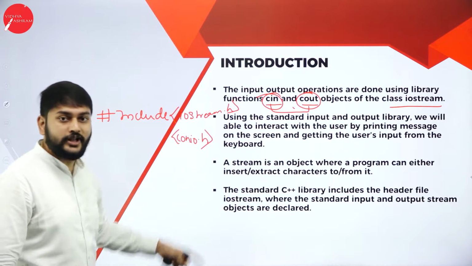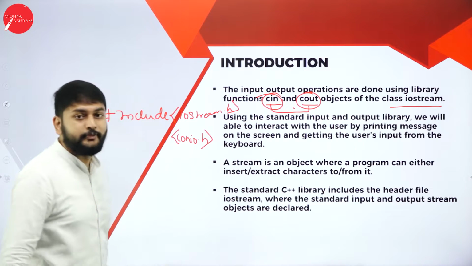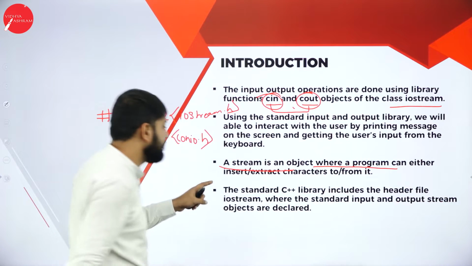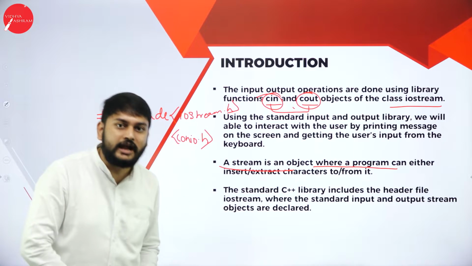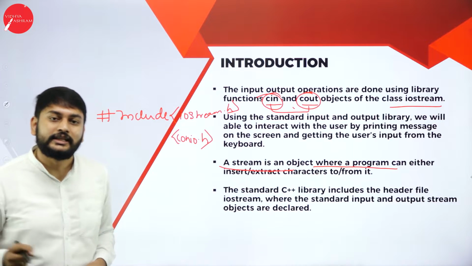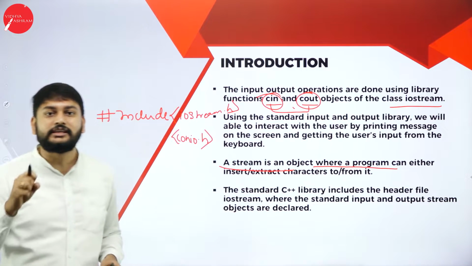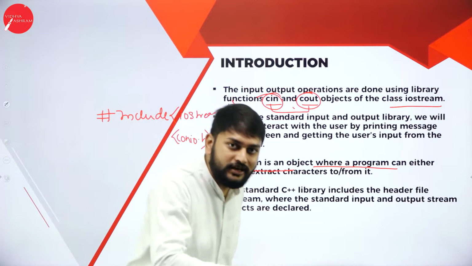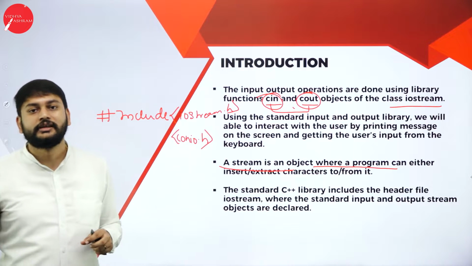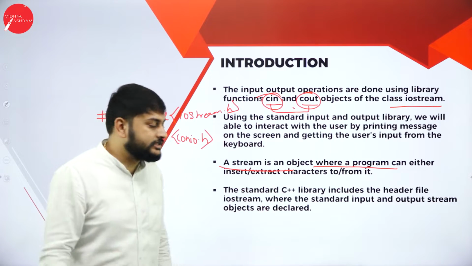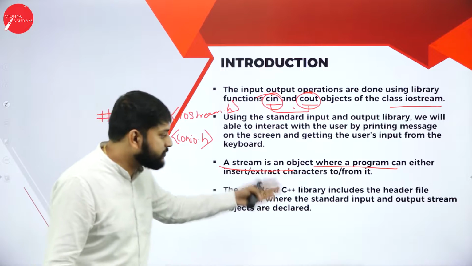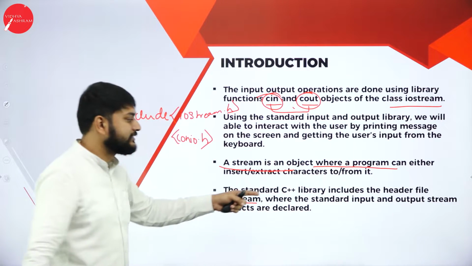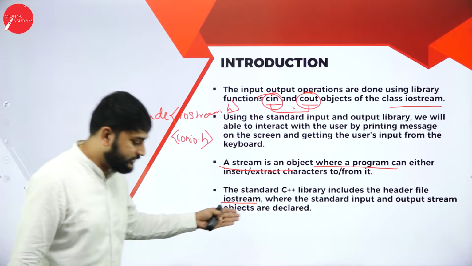Fine. What is the next one that I have? A stream is an object. Please understand, stream is an object where a program can either insert or extract characters from it. Either it can insert or extract characters from it. Stream is an object where I can insert or I can take out characters from it. That is what you have to understand. What is the next one? The standard C++ library includes the header file iostream, where the standard input output stream objects are declared.